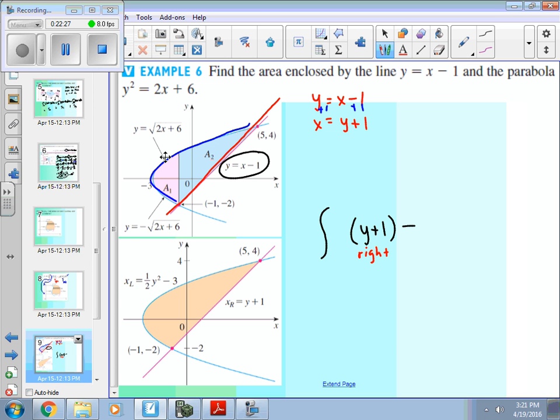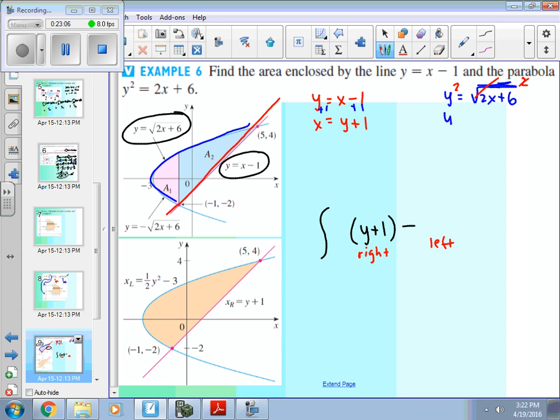Now we want to find our function that's going to be to the left. Well, our function to the left here is y equals the square root of 2x plus 6. But again, that one's a y equals right now. We want an x equals. So we have to find the inverse of this. Back in Algebra 2 when you were doing this is where it's going to help you out. So we have to undo everything here. First we have to get rid of that square root. We can do that by squaring both sides.